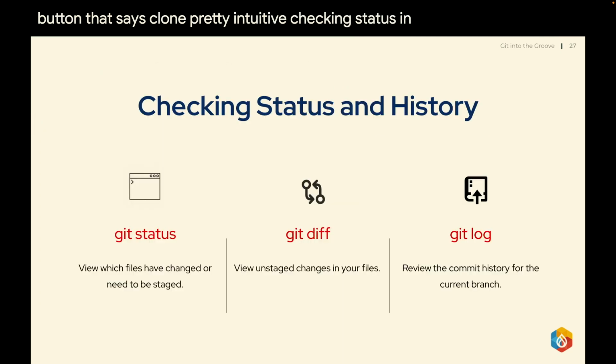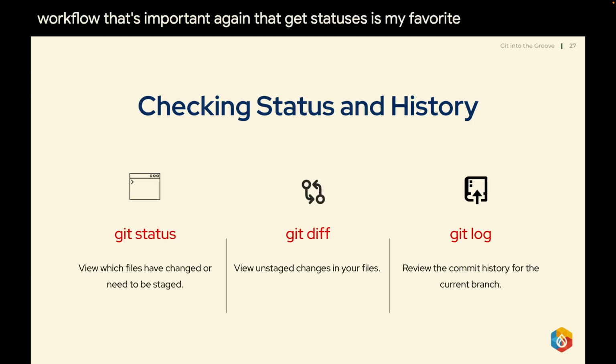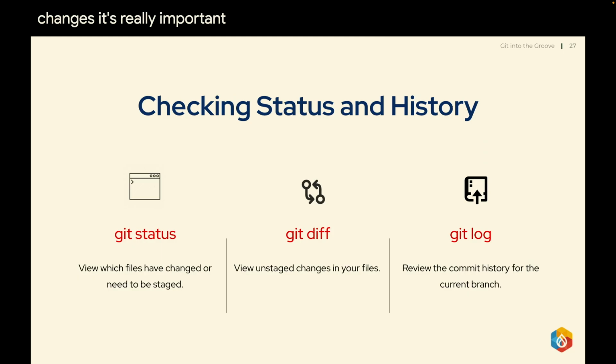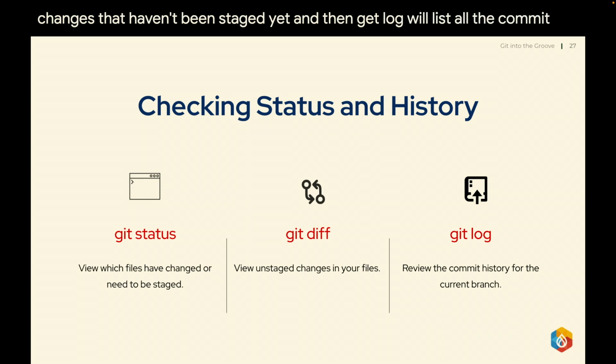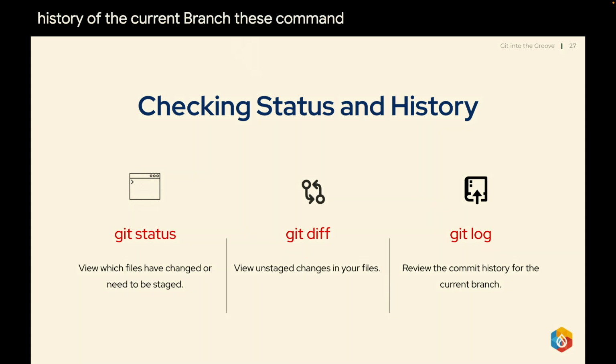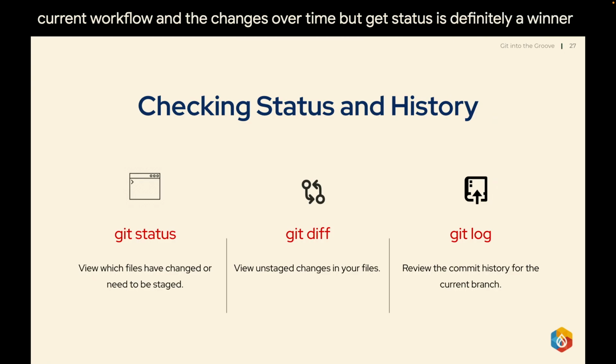Checking status and history. This is another workflow that's important. Again, git status is my favorite. Before making changes, it's really important to see what's happening in your repository. So git status shows which files you've changed locally and what needs to be staged and committed. Git diff, if you run that command, you can view the changes that haven't been staged yet, and then git log will list all the commit history of the current branch. These commands help you understand your current workflow and the changes over time. But git status is definitely a winner for me.